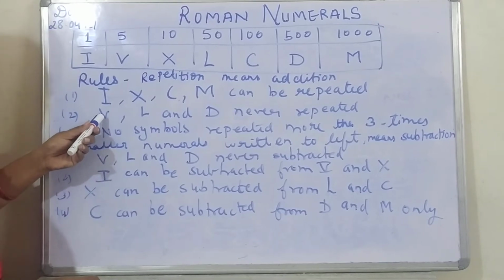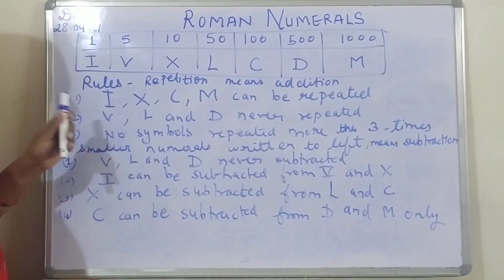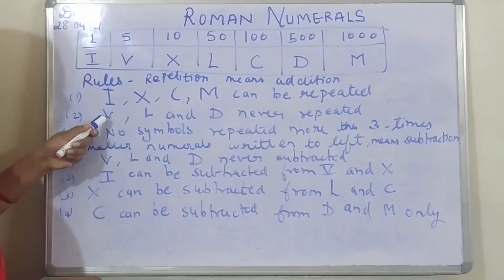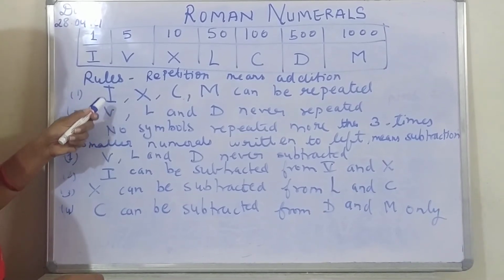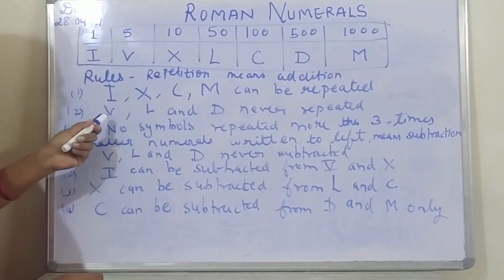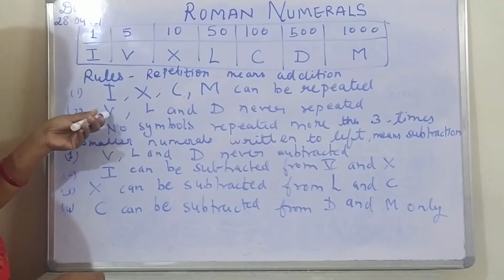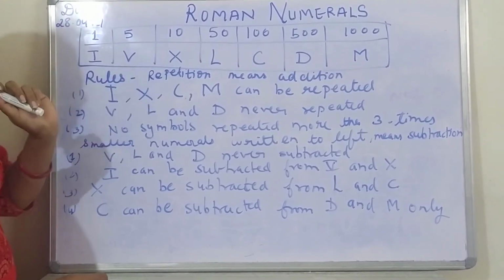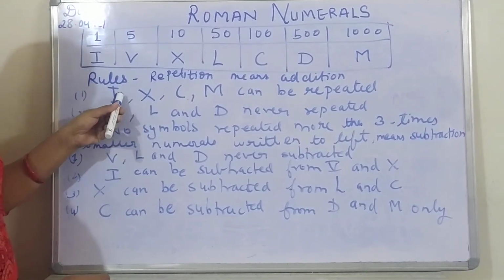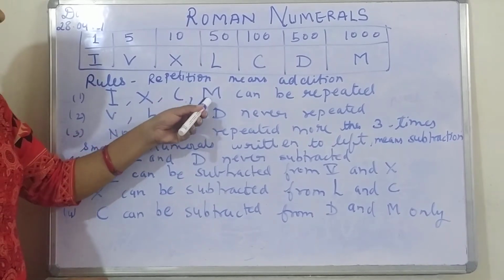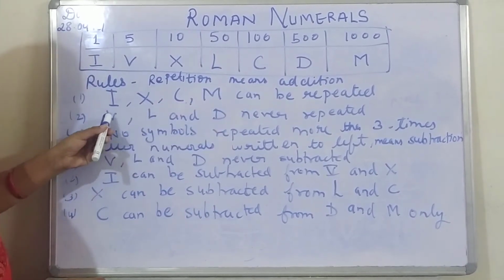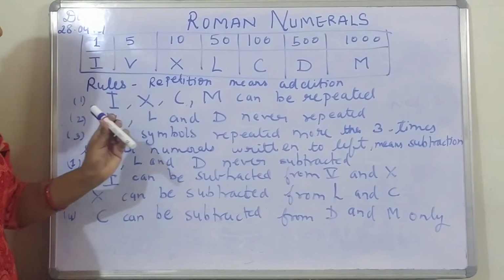You cannot write V 2 times. If you write 10, you cannot write 5 and 5, V plus V. You have to write X in place of writing 5 2 times. That means I, X, C, M can be repeated. V and D are never repeated.